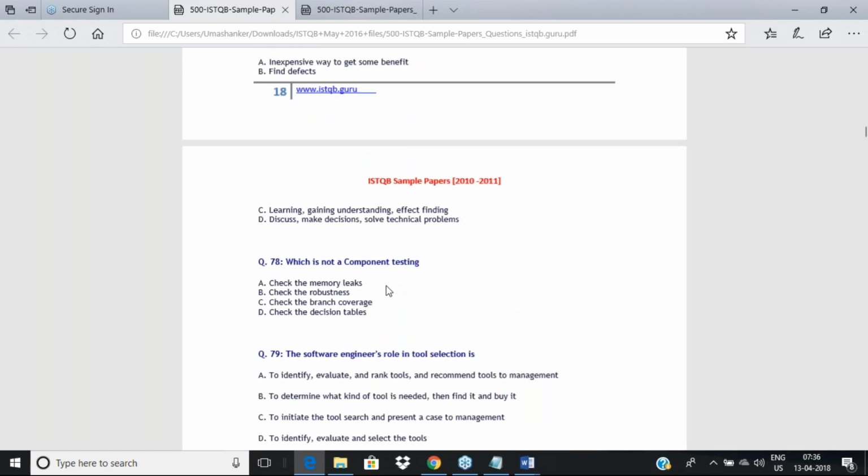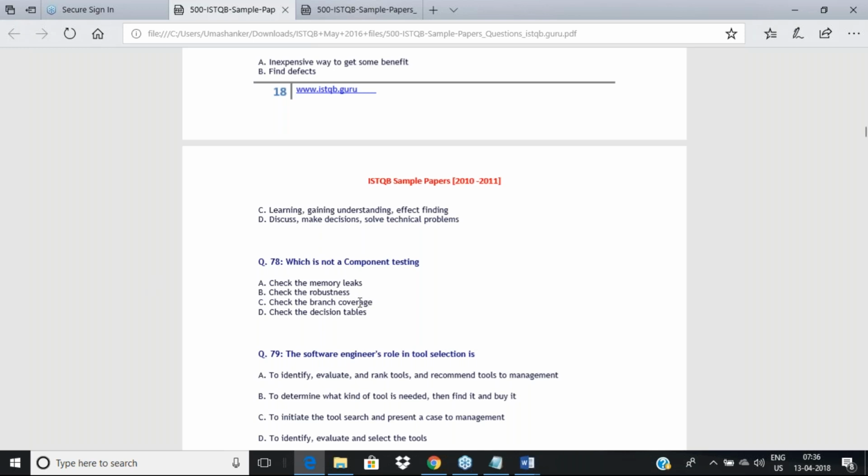Which is not a component testing? Component testing, I told you, is unit testing, right? Check the decision tables is definitely not a component testing. Check the branch coverage is not, which is not a component testing. Okay. Checking the memory leaks. Checking the robustness. Check the branch coverage.